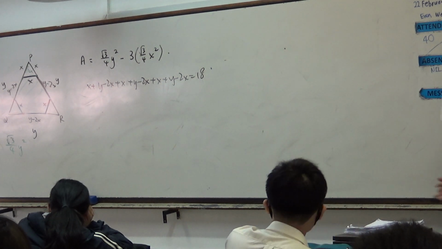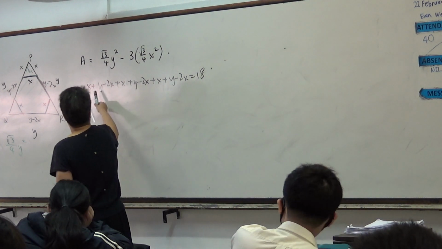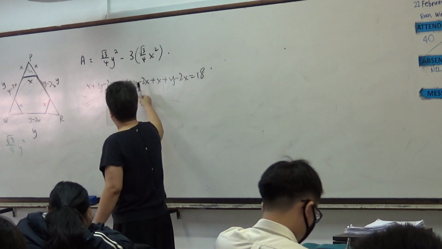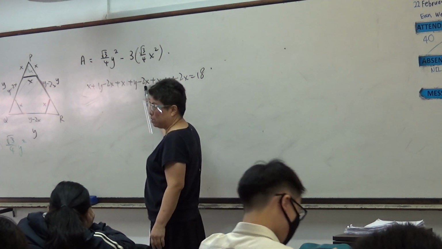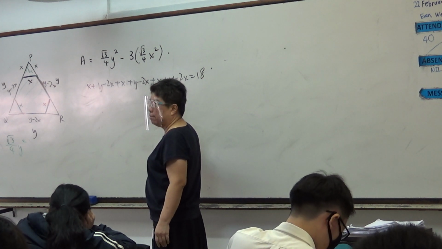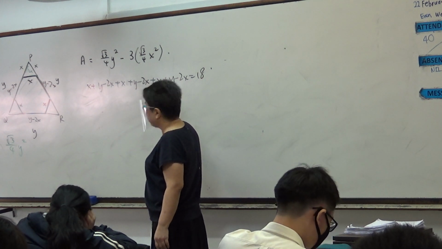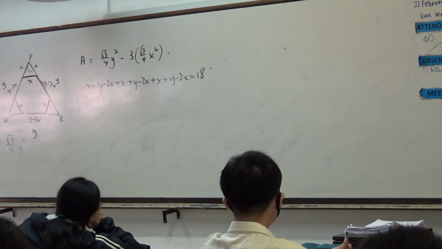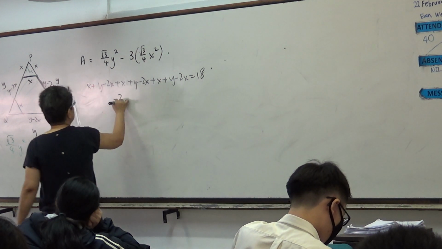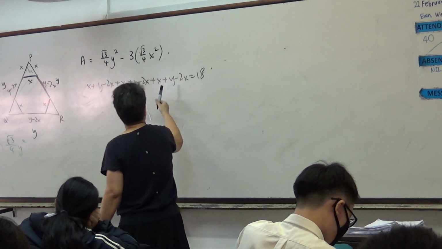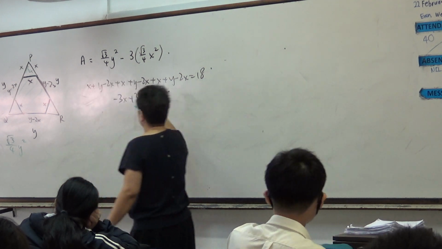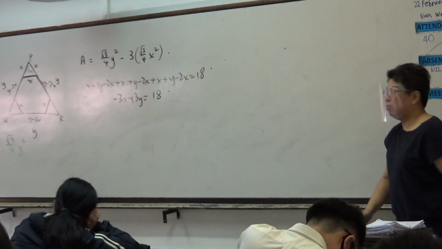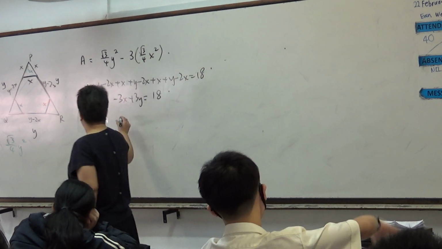Everybody clear? Now I'm going to combine all the x together. 1 minus 2 is minus 1, right? Plus 1, 0. 0 minus 2 is minus 2. Plus 1, minus 1, right? Minus 1, minus 2. All together, do you agree it's minus 3x? What about y? 1, 2, 3. Plus 3y equals 18. Correct? I simplify. Now, I don't like this. I want to divide throughout by what? 3.